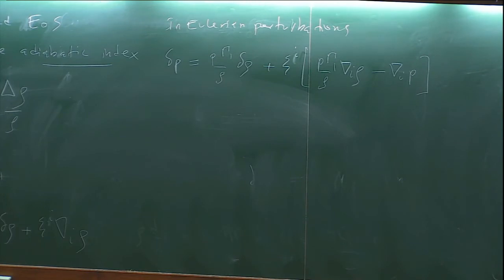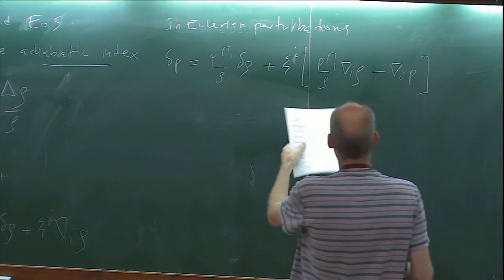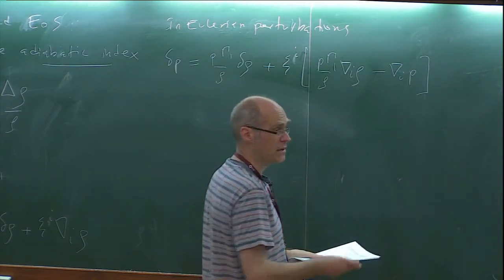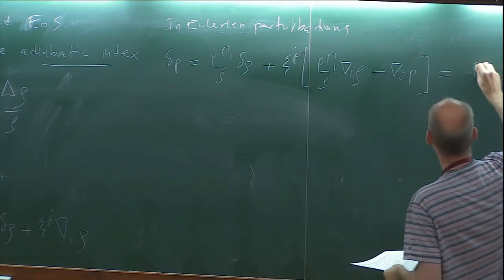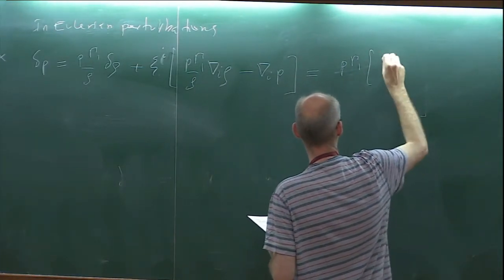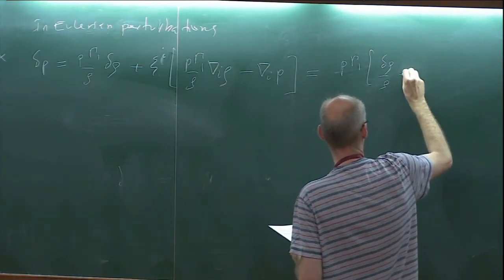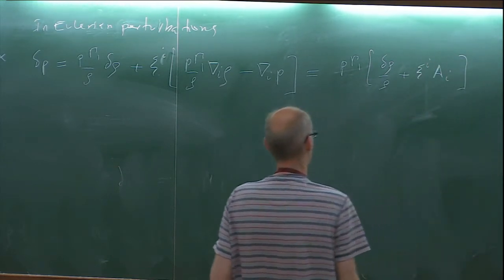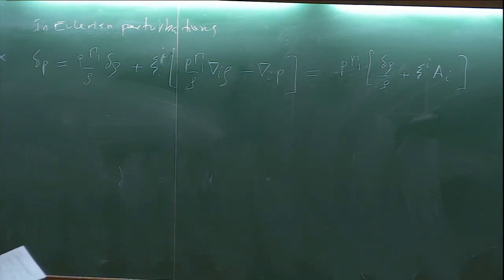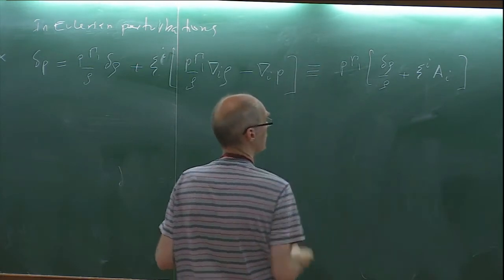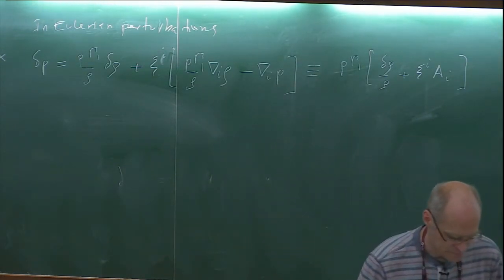And now, this is too much writing for an old man. So I'm going to give this guy a name. I'm going to pull out the P gamma 1 and then call the rest a vector A. So I'm just going to write this as P gamma 1 times delta rho over rho plus psi times some vector A. This is defined by whatever that expression is.